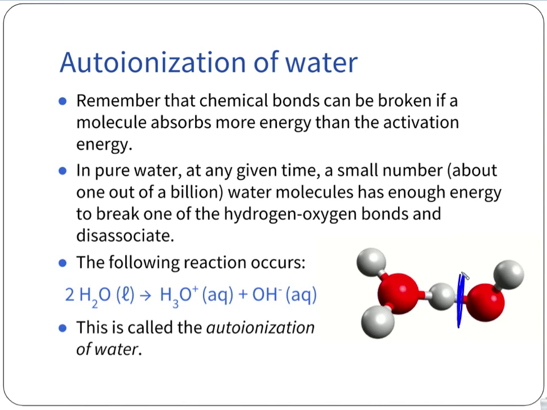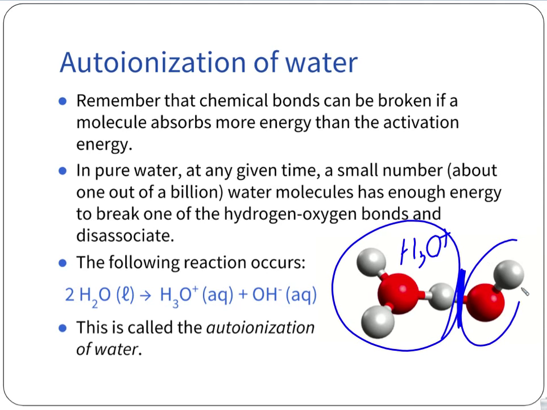This bond gets broken. And now if you take a look on this side, what do I have? I have hydronium, H3O+, and I have over here hydroxide, OH-, because I just have 1 hydrogen and 1 oxygen right here. But since it's had one of its electrons, it's got that from this hydrogen here.